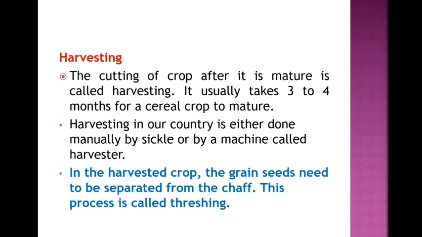In the harvested crops, the grain seeds need to be separated from the chaff. This process is called threshing. Chaff means husk, the husk which surrounds the seed. The process of separating the grain seeds from the chaff is called threshing.